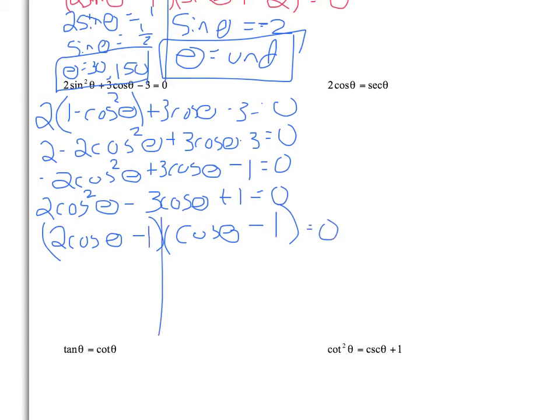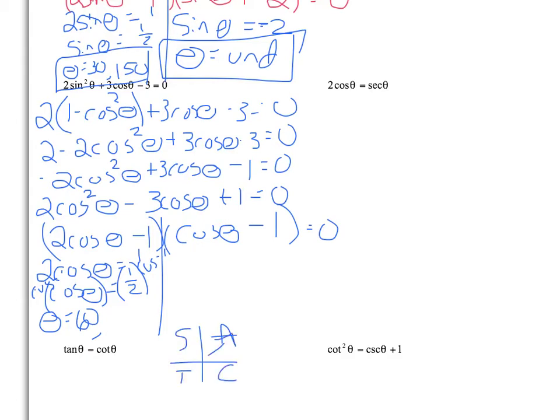Set them both equal to 0 and solve. So setting the first one equal to 0, I'm going to add the 1 to start. Divide by 2. So I get cos theta equals 1/2. I'm going to do my inverse cosine. So theta equals 60. And to get the second angle, we'll do a little graph.